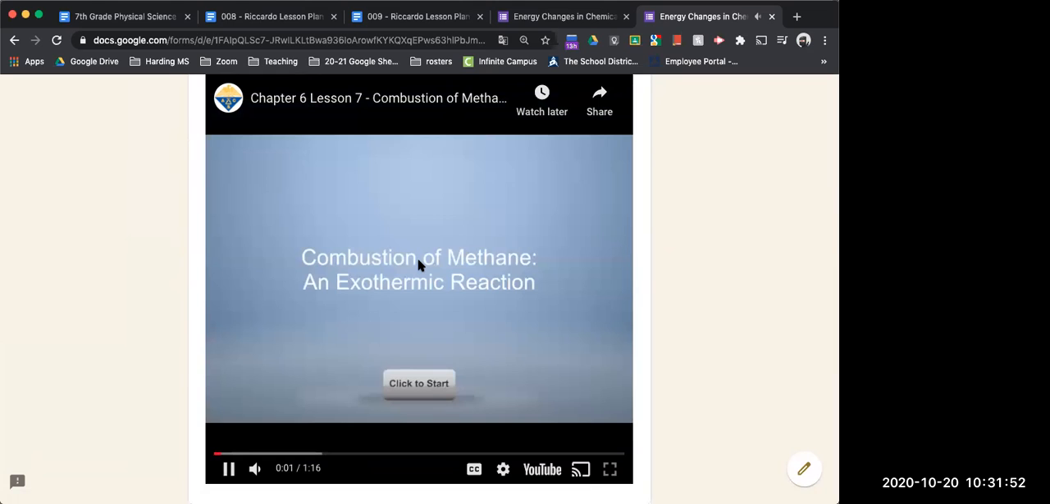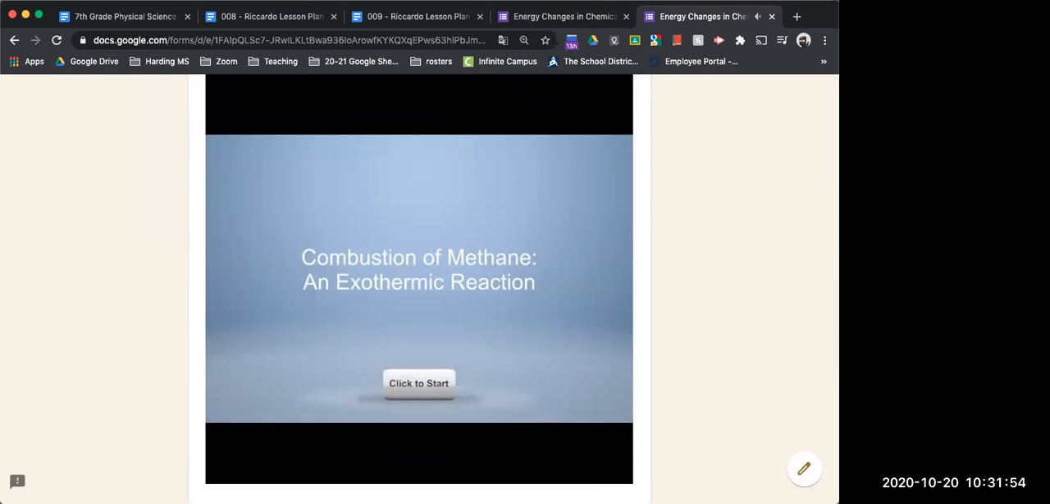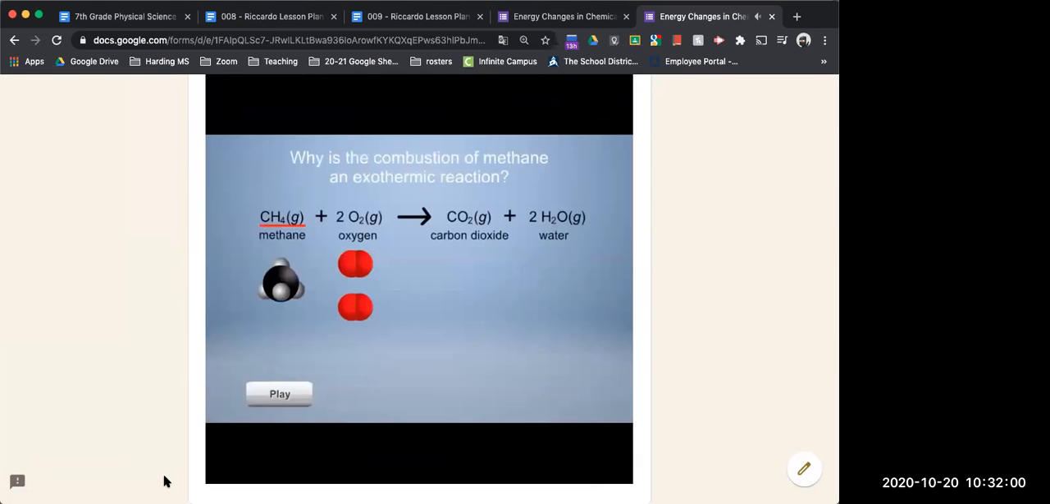Let's look back at a reaction we've seen before. The reaction between methane, which is the fuel in a stove, and oxygen is a combustion reaction that releases a lot of energy, resulting in a large increase of temperature.